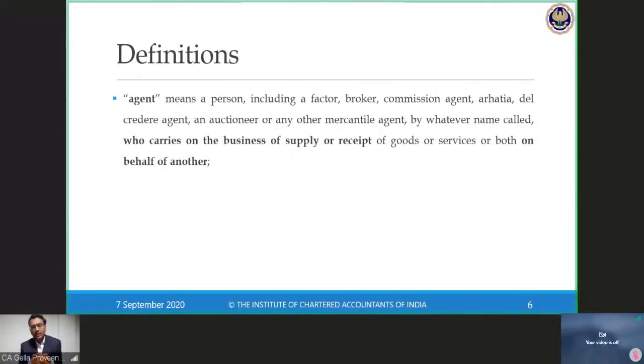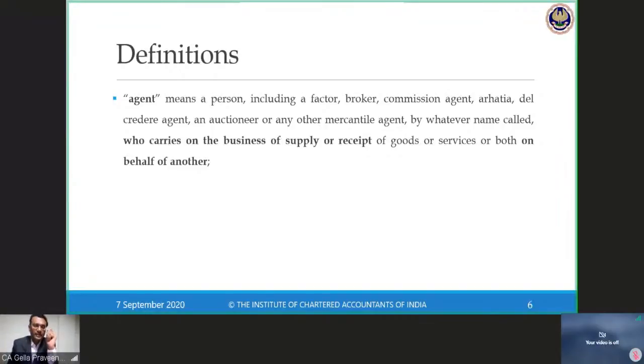As per this provision, GST law section 2, the term agent has been defined this way. Agent means a person including a factor, broker, commission agent, arhita, del credere agent, an auctioneer or any other mercantile agent by whatever name called, who carries on the business of supply or receipt of goods and services or both on behalf of another. So here, if you look at the term, I have kept on bold, who carries on the business. So when I refer to someone as an agent, this fellow agent should be in the process of carrying out a business.